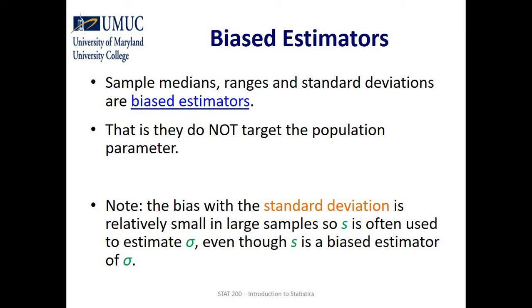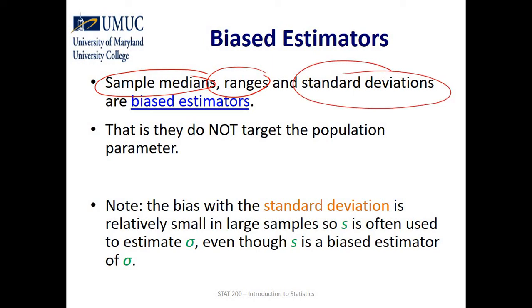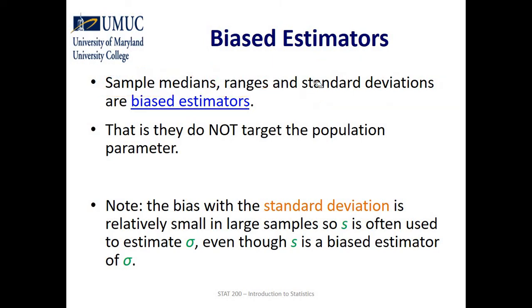So just kind of FYI, the bias of the standard deviation is relatively small in large samples, so we often use S as an estimate of sigma, even though it's a slightly biased estimator of sigma. Okay, but again, sample medians, sample ranges, and sample standard deviations are biased estimators, which means they're not as good at estimating the actual population parameter.